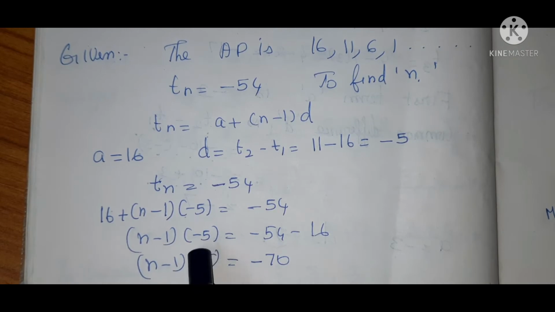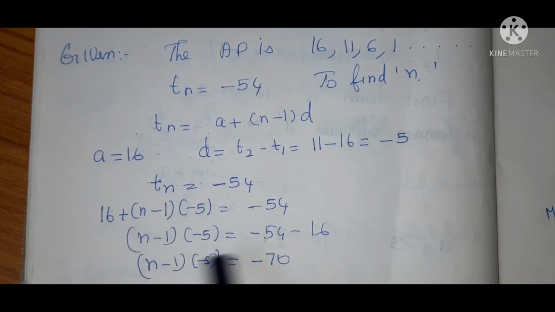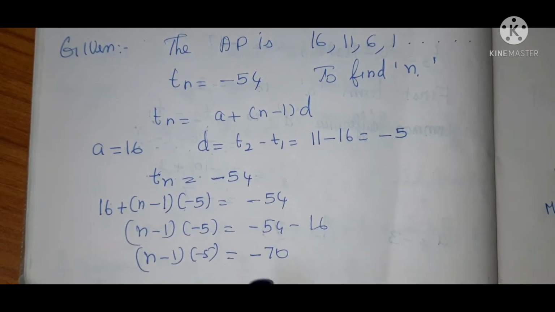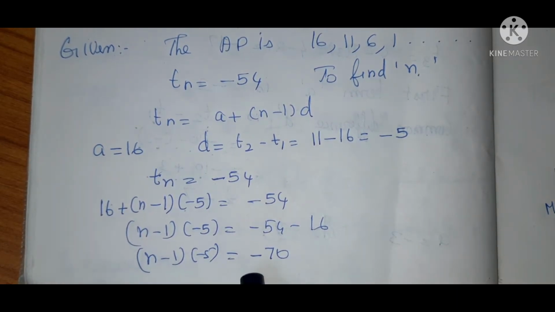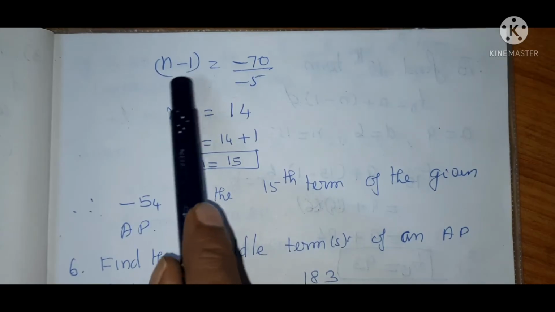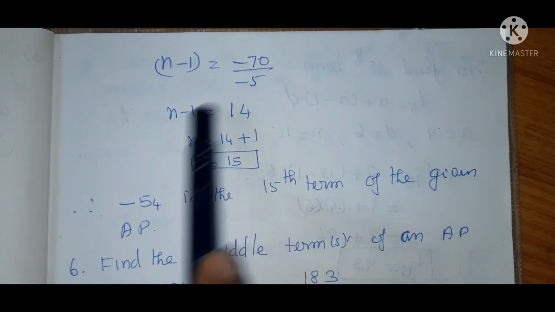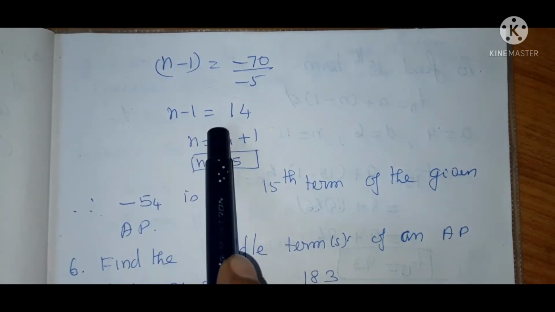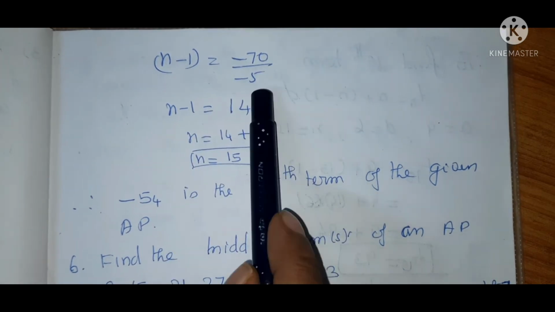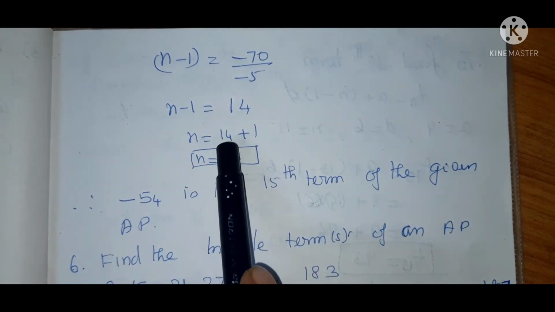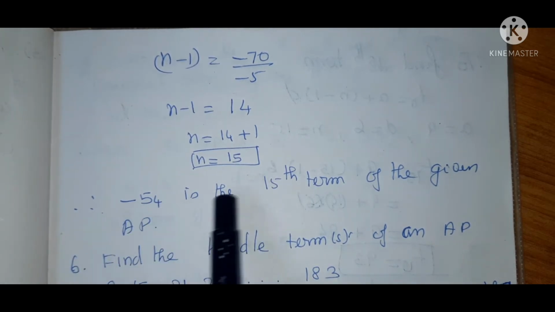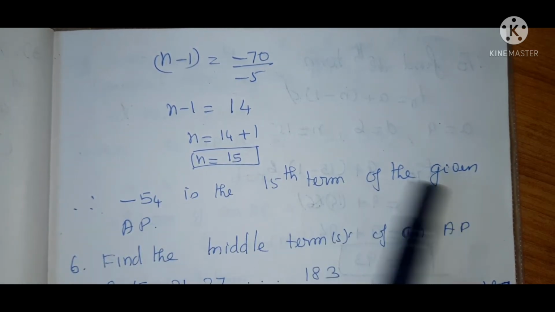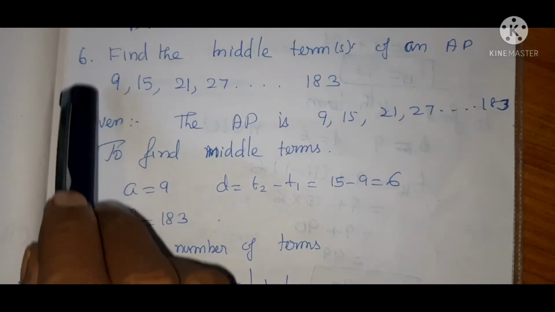n minus 1 into minus 5 is equal to minus 54 minus 16. Minus 54 minus 16 is minus 70. n minus 1 into minus 5 is equal to minus 70. n minus 1 is equal to minus 70 by minus 5. n minus 1 is equal to 14, since 70 by 5 is 14. n is equal to 14 plus 1, n is equal to 15. Therefore, minus 54 is the 15th term of the given AP. Sixth one.